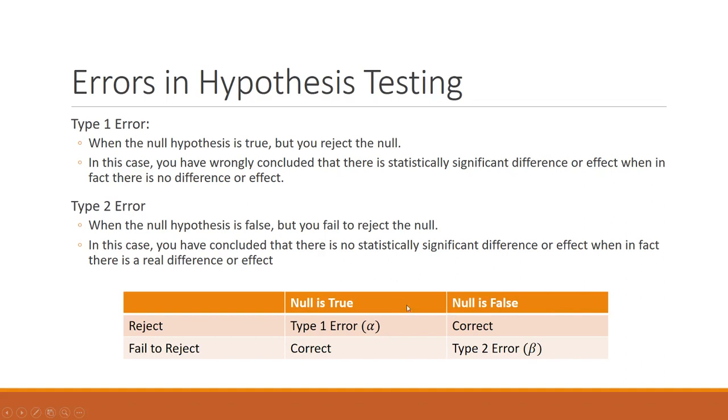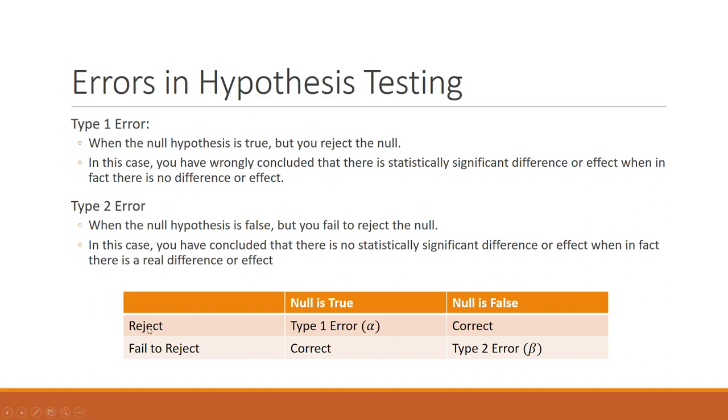All right, in reality, in truth, in the population. But we don't see whether the null is true or whether the null is false. What we do is we either reject or we fail to reject the null hypothesis. If we reject the null, that's saying that we have evidence, or we have reason to believe, that the null is false. We can't say conclusively that it's false, but we have reason to believe that it's false.